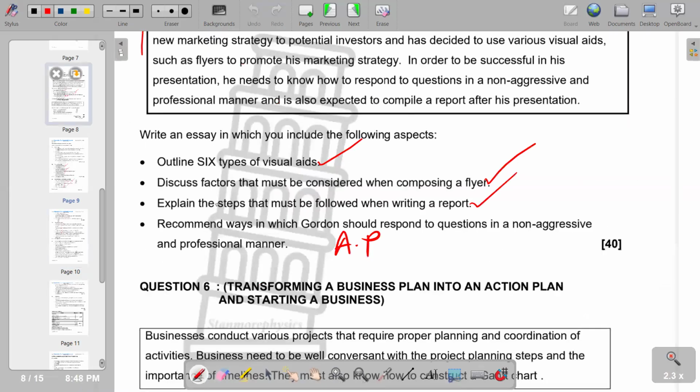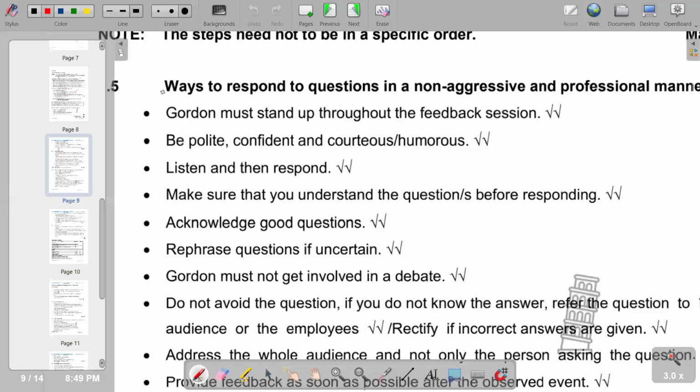Then on the next part, that is the additional part now, you have to recommend ways in which Gordon should respond to questions in a non-aggressive and professional manner. So what are the ways in which Gordon should respond to questions in a non-aggressive and professional manner? So these are the points that we have. Gordon must stand up throughout the feedback session, be polite, confident, cautious, or humorous, listen and then respond.